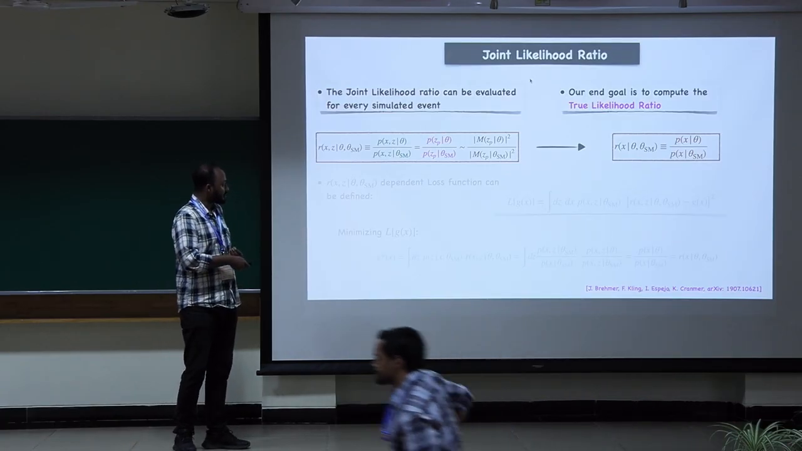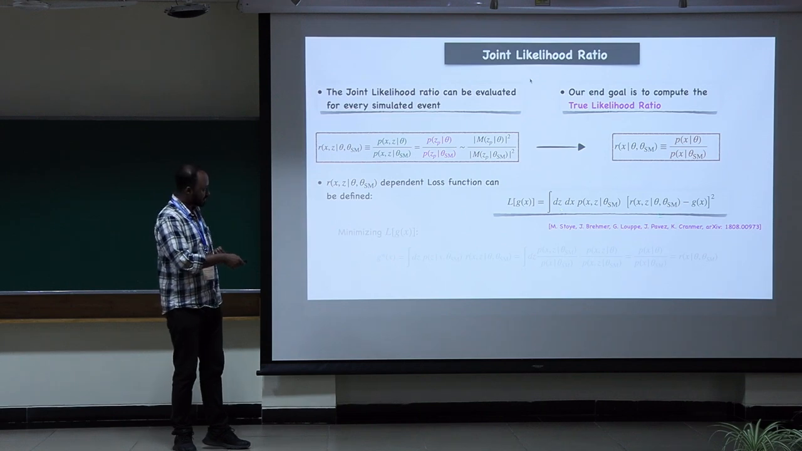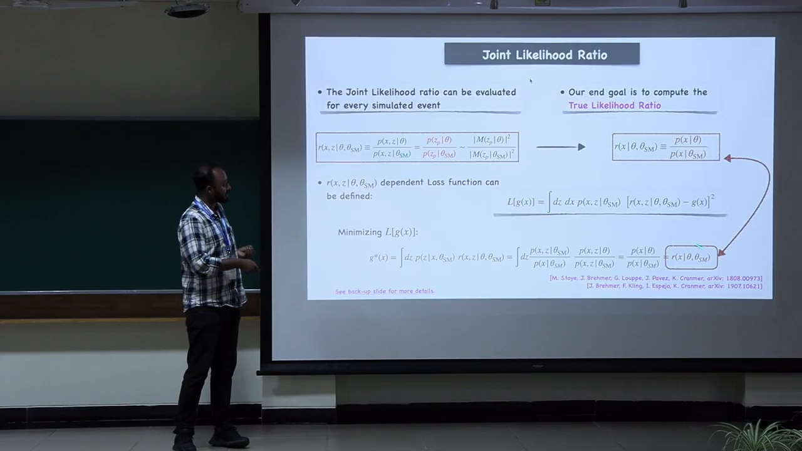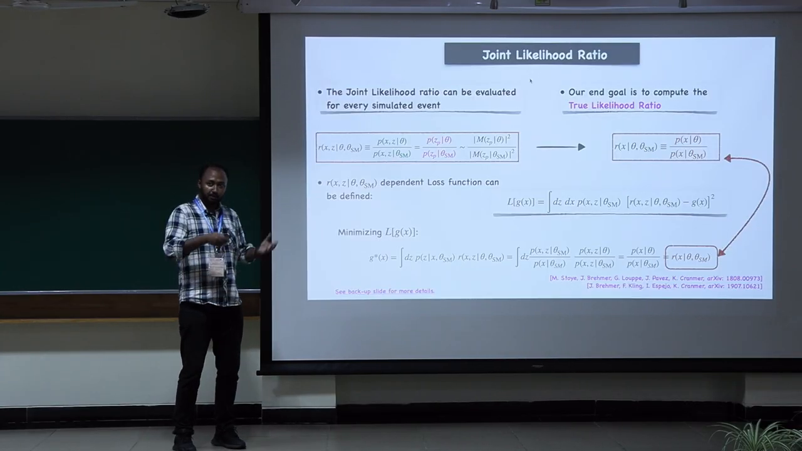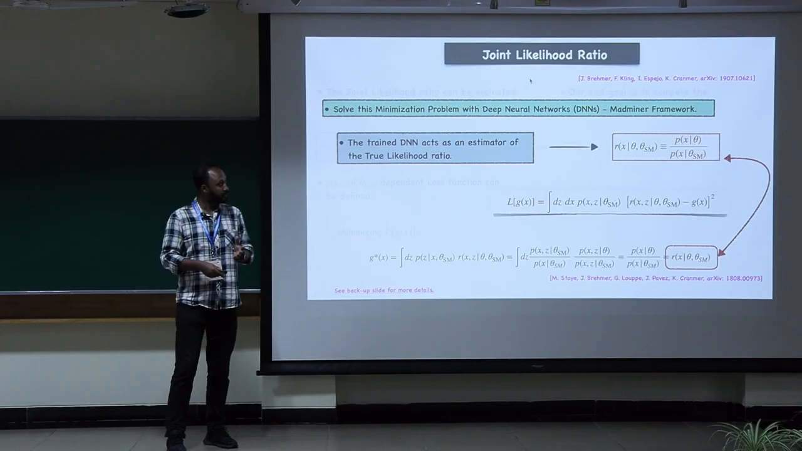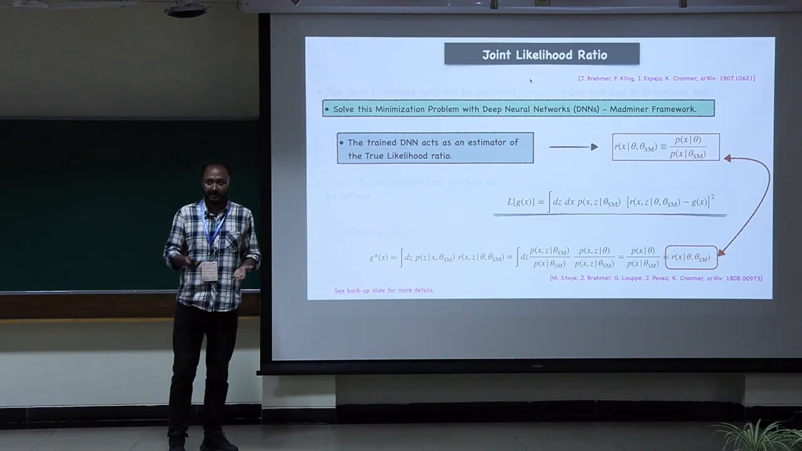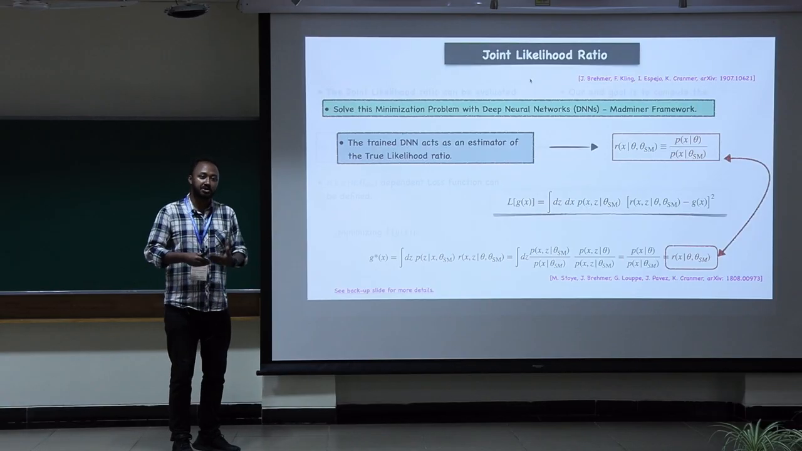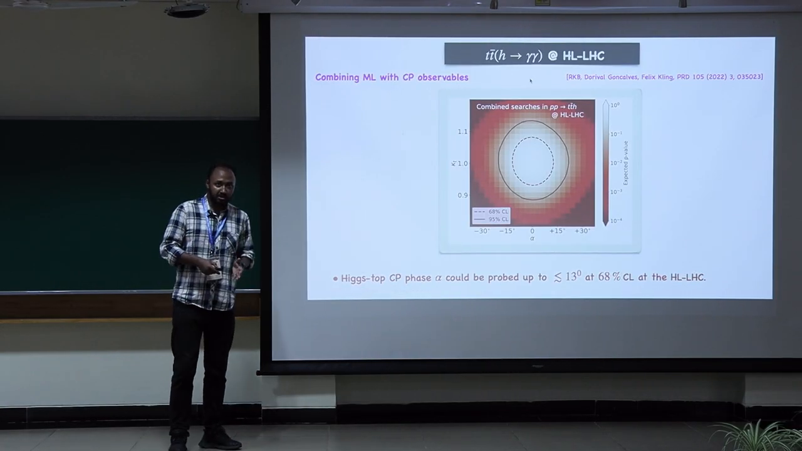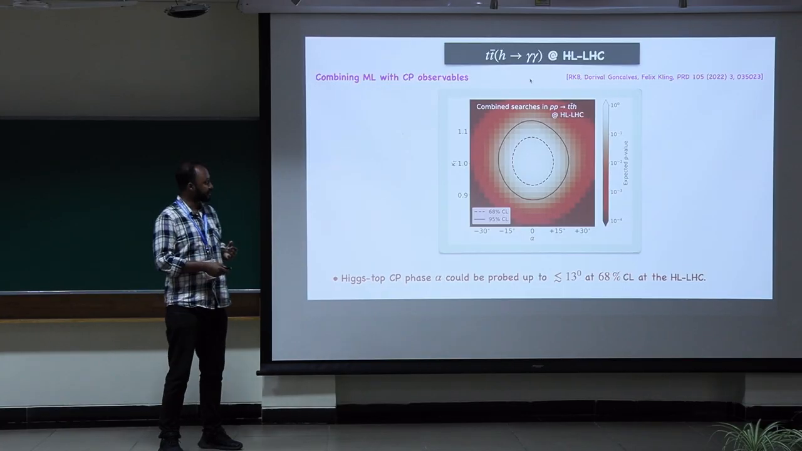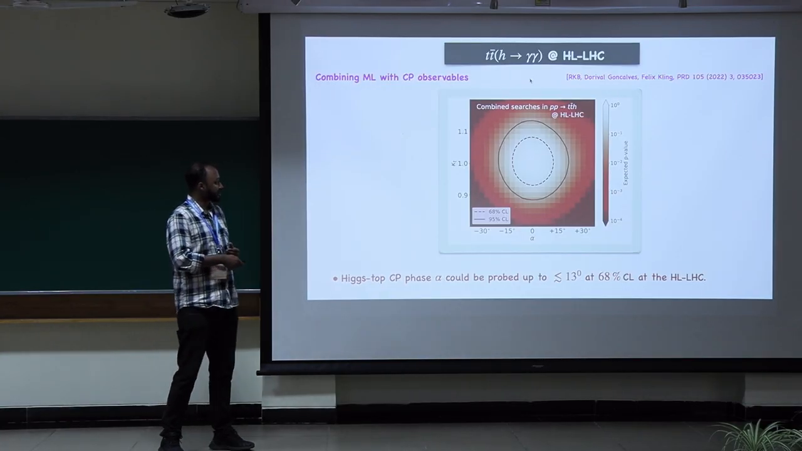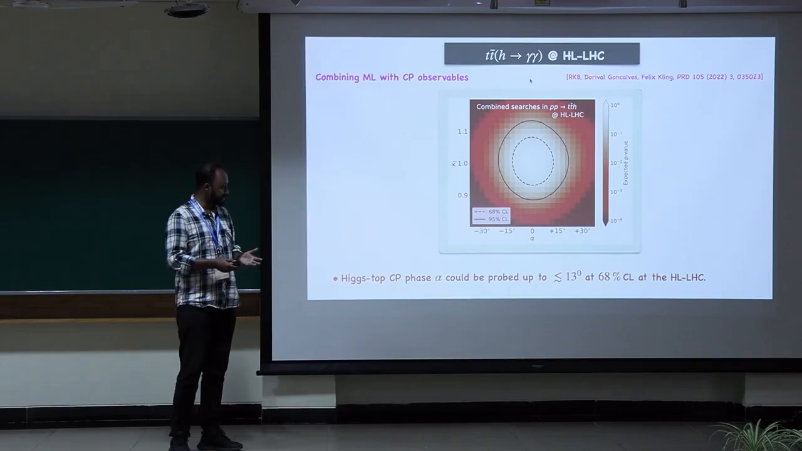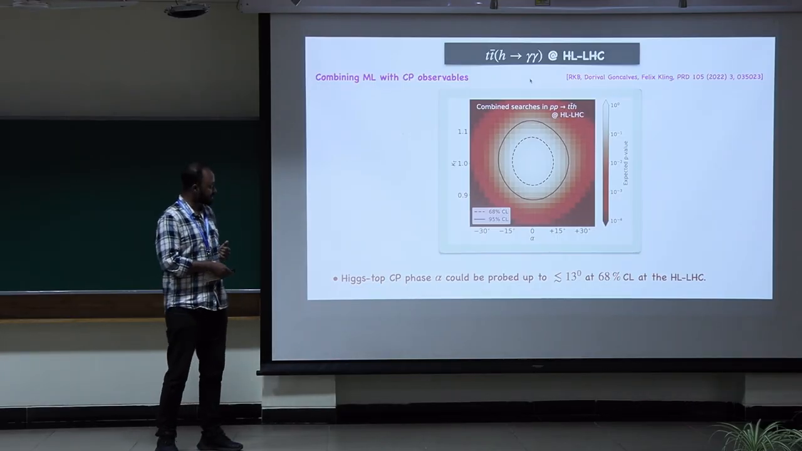And using this information, one can define loss functions of this form, which was first introduced in 2018. And it was found that the minimizing function of these loss functions in principle becomes the true likelihood ratio. So this whole problem basically boils down to a minimization problem, which can be tackled using machine learning networks. So once this network is properly trained, the trained network essentially becomes an estimator of the true likelihood ratio. So using this methodology along with the various CP observables that have been suggested in the literature, we derived the projection contours in the plane of alpha and kappa t for HL-LHC, and we found that the Higgs-top CP phase could be probed up to 13 degrees at 68% confidence level at the high luminosity LHC.